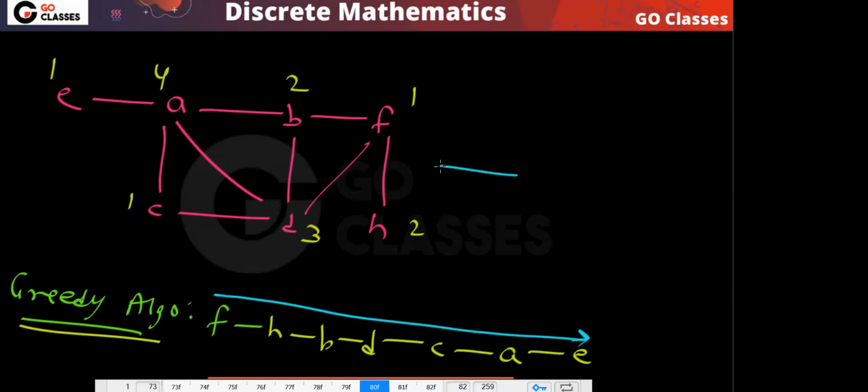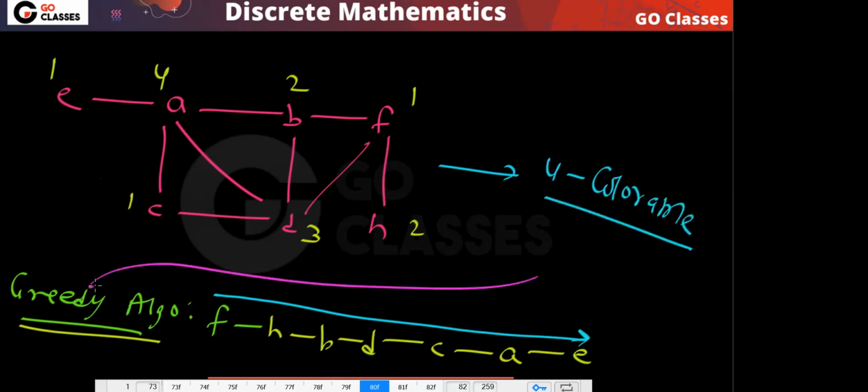Then the answer will be that it is 4 colorable. So I told you that the greedy algorithm only tells us that it is 4 colorable. It does not say it is minimum. Greedy algorithm does not say it is minimum. It says it is 4 colorable.